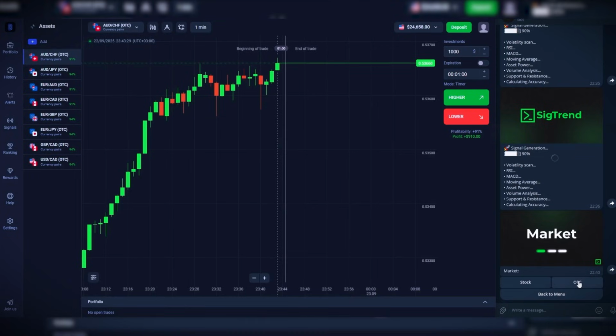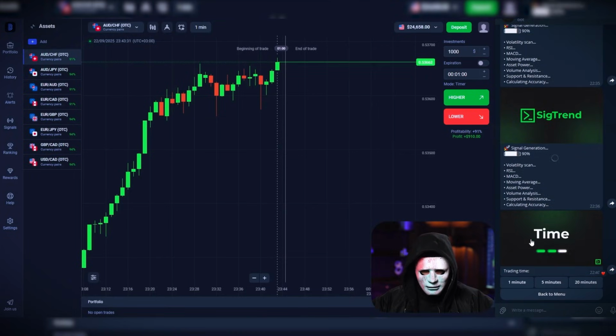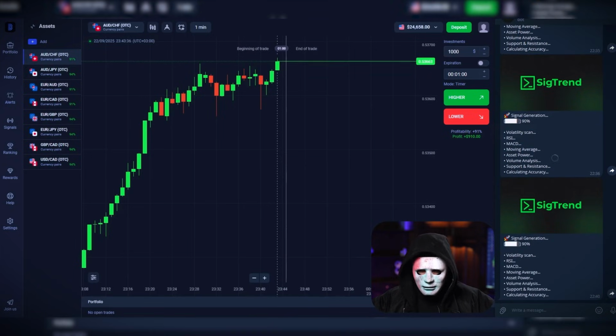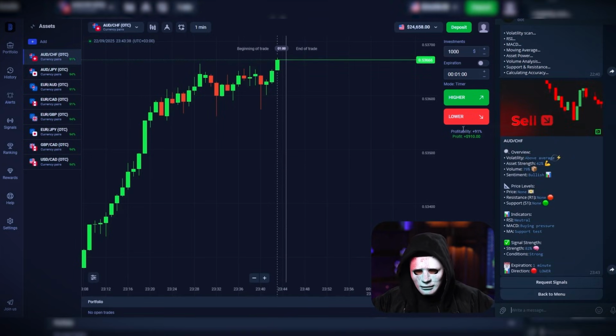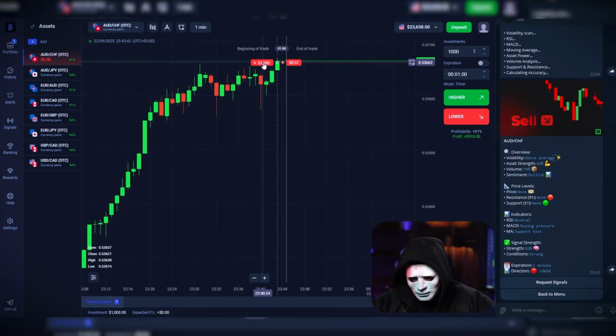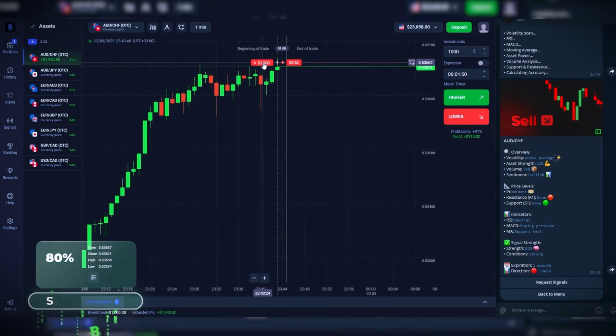Now I'm going to show you how our bot, SickTrend, works. We're going to enter trades for 1 minute at a time and compare how it performs. Right now, the bot is telling us to sell. Look, we're entering with $1,000. My balance allows for that now, and I trade like this every day.